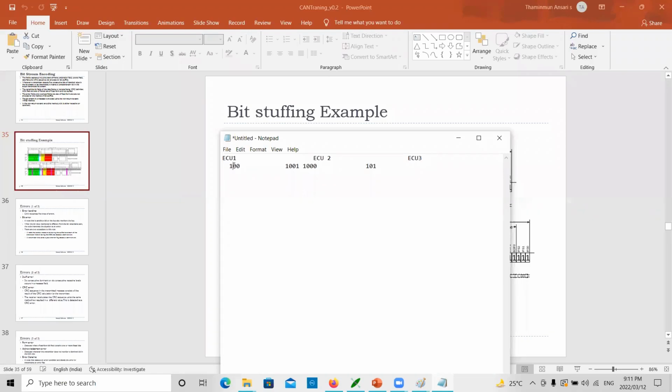Again, this one has 1 and this one also has 1, equal. They will still do the fighting. But this one has 0, this one also has 0. The fight still goes on. But at this point, this guy has 0 and this guy has 1. So he loses the bus.